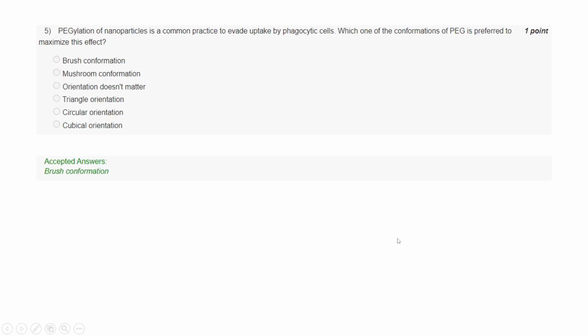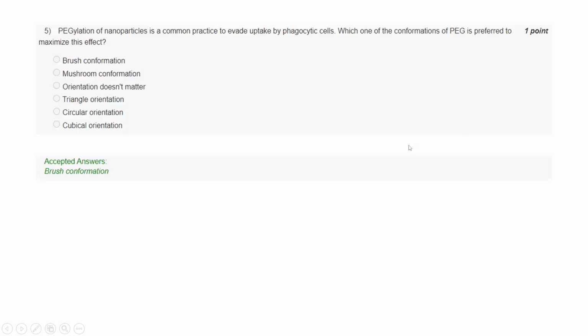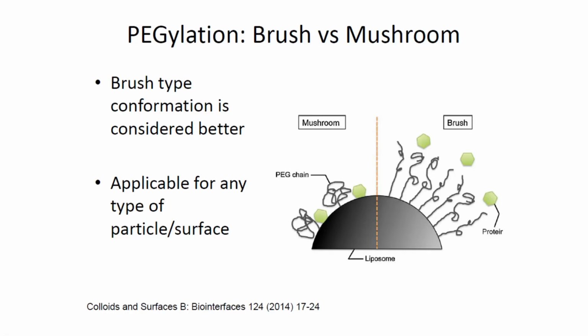That's what the question is asking us. Even if you have phagocytic cells here, for example, macrophages, which have a tendency to uptake any foreign material, if they come too close to this, your brush conformation PEG chains are going to repel those cells as well. As a result, your particle will be safe and it will not be uptaken. So that is what the question is asking. Pegylation is common to evade phagocytic cells. Which conformation is preferred? It's the brush conformation. Clear?